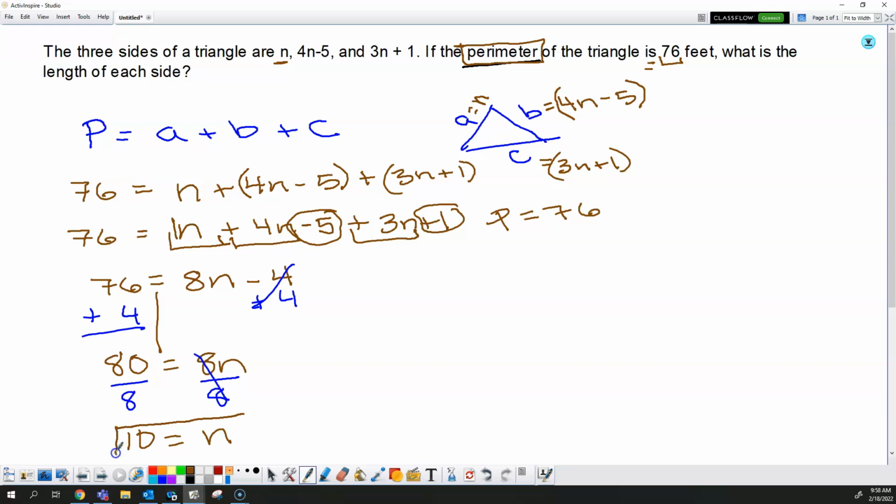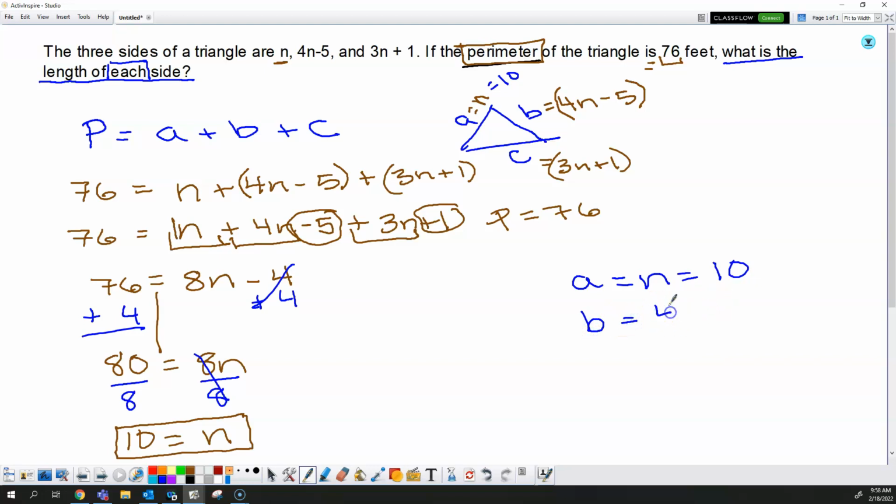Now I've gotten an answer. I'm going to go back and read the problem to make sure I have the whole answer they want me to have. So they said, what is the length of each side? I found one of them, but I need all of them. If n is 10, that's here, then that was my A.